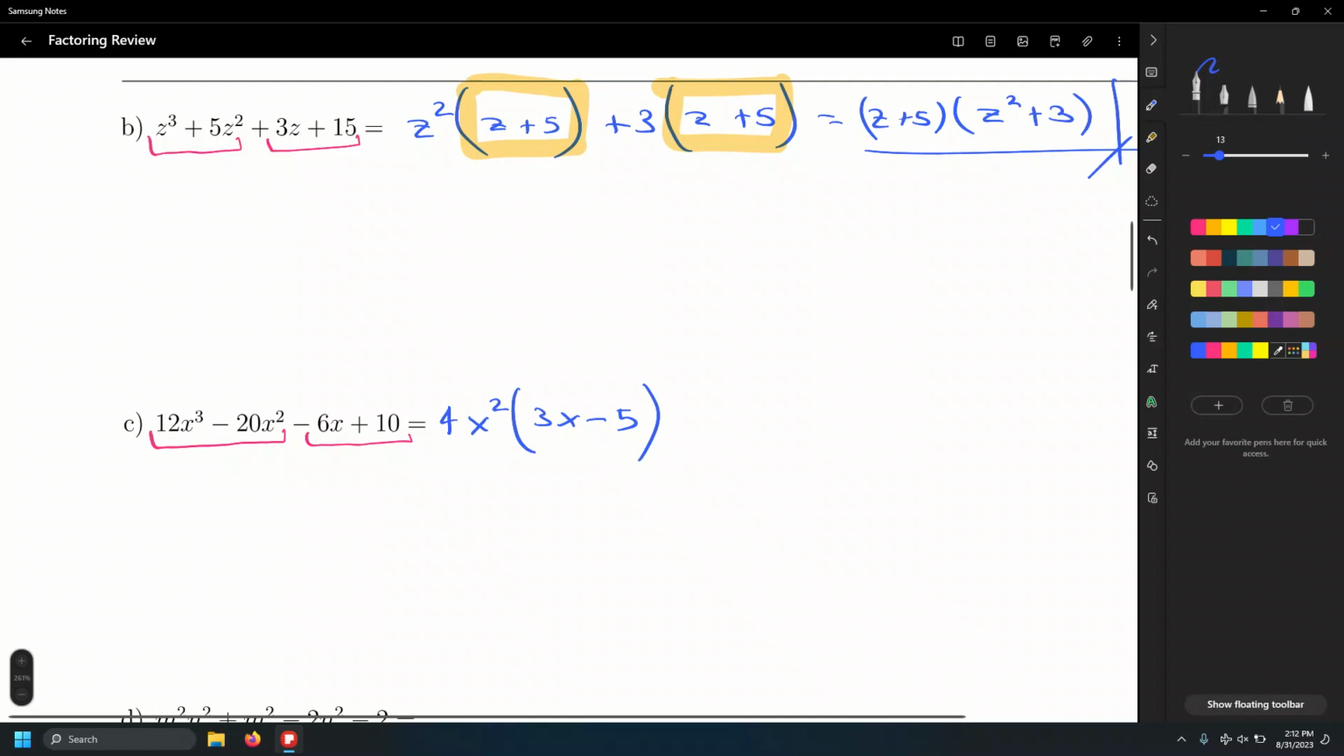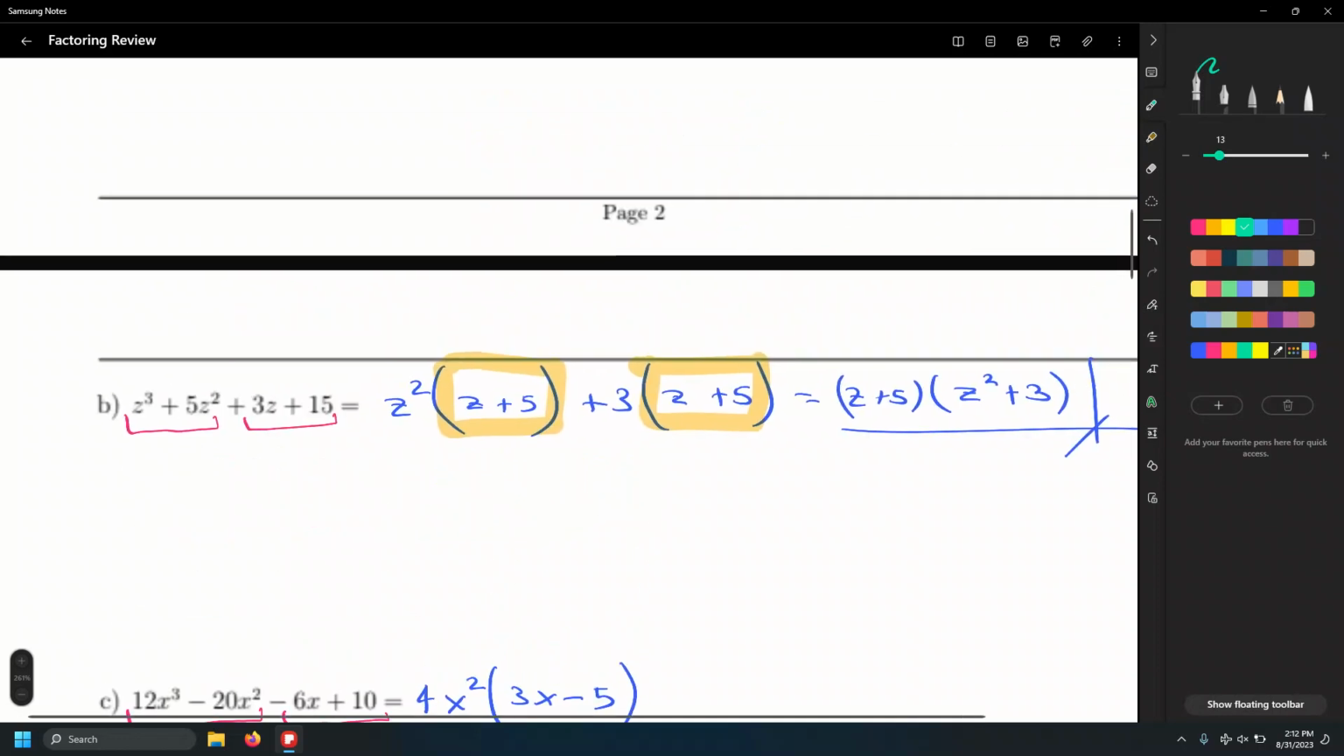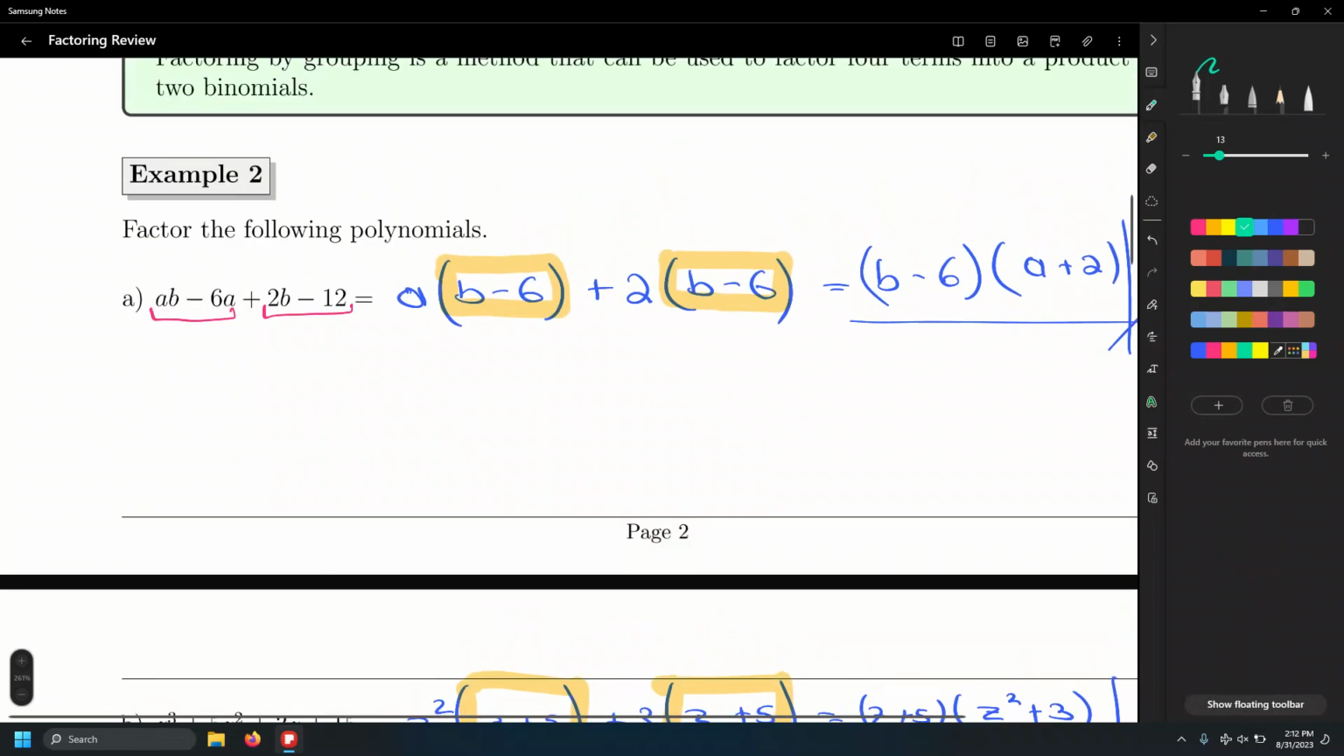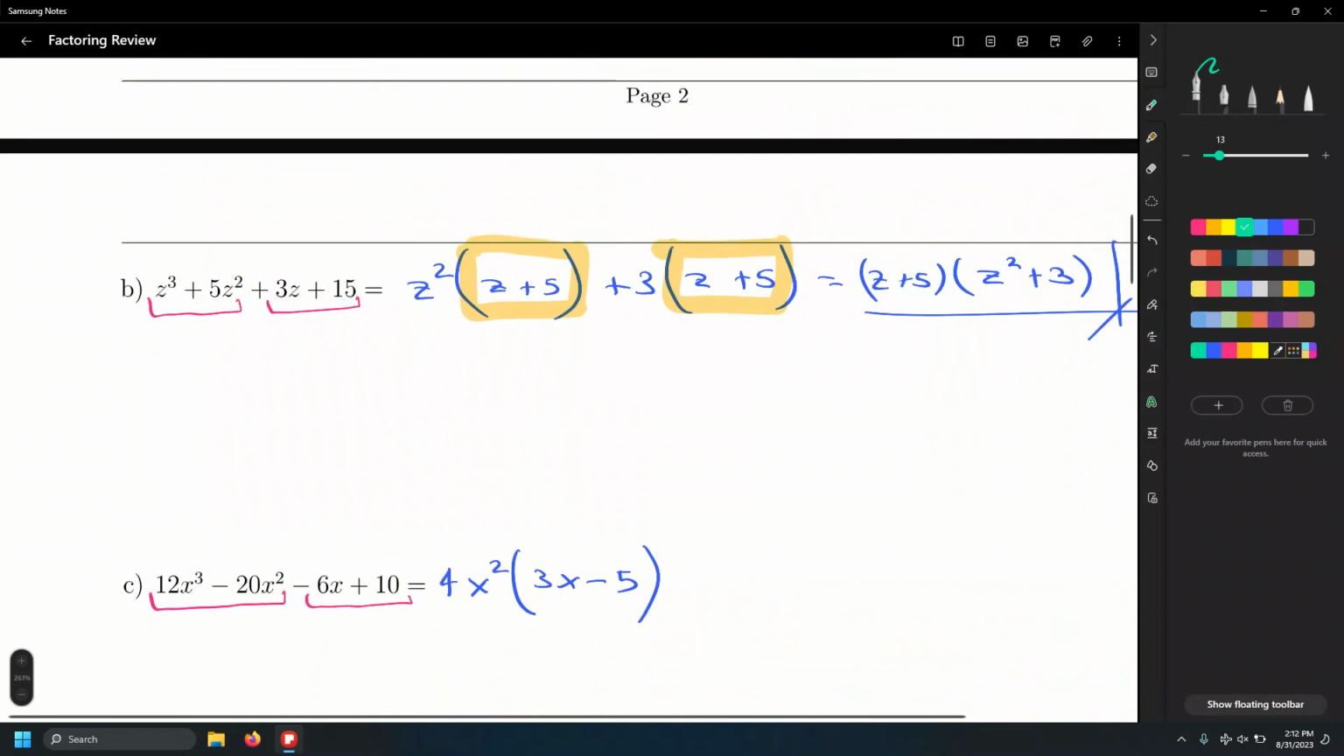One thing you might want to keep in mind here is the sign pattern. Notice how it worked for other exercises. Let me look back at this first exercise. Notice how we had the pattern positive, negative, positive, negative in this order. In this case right here for letter C, notice how we have positive, negative, negative, positive.